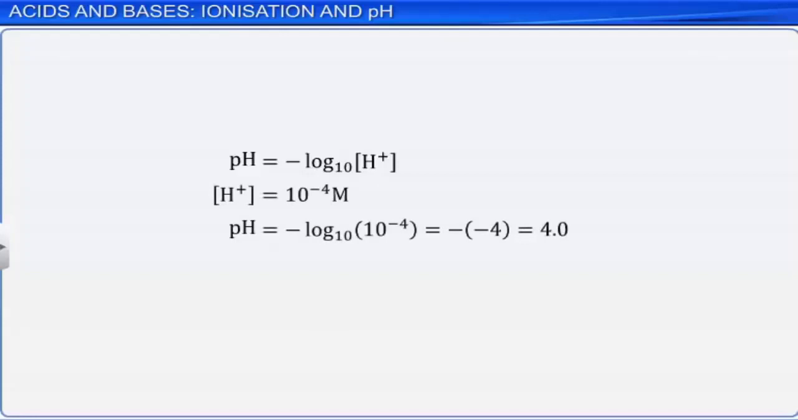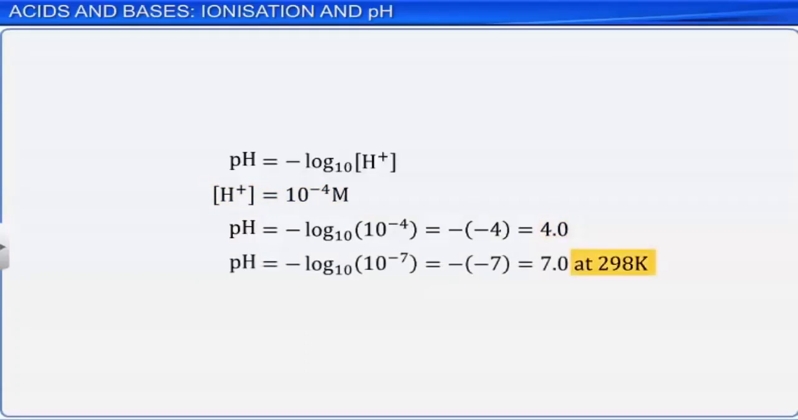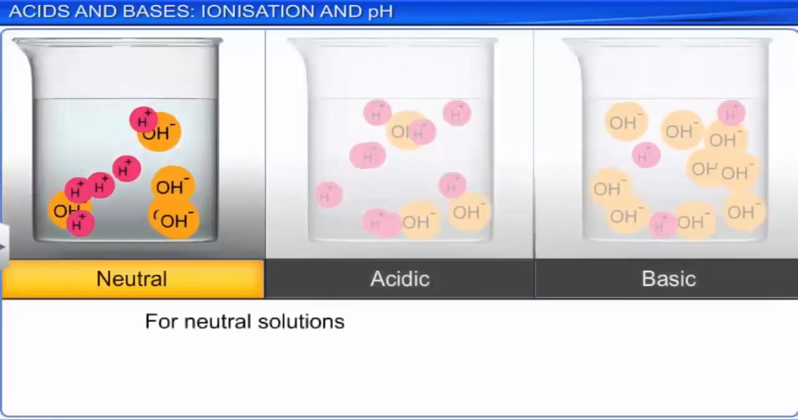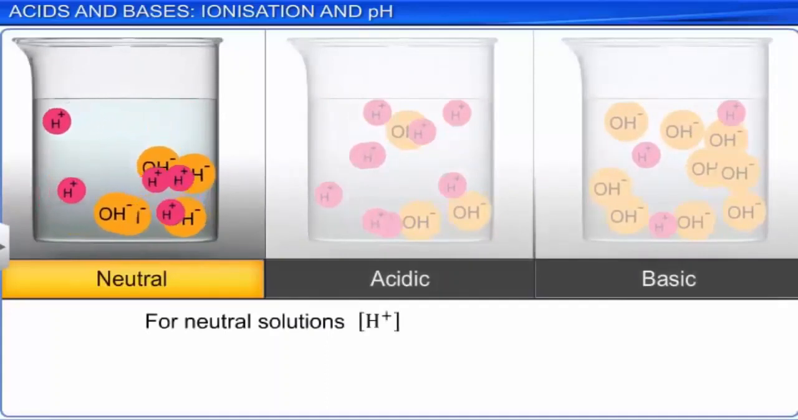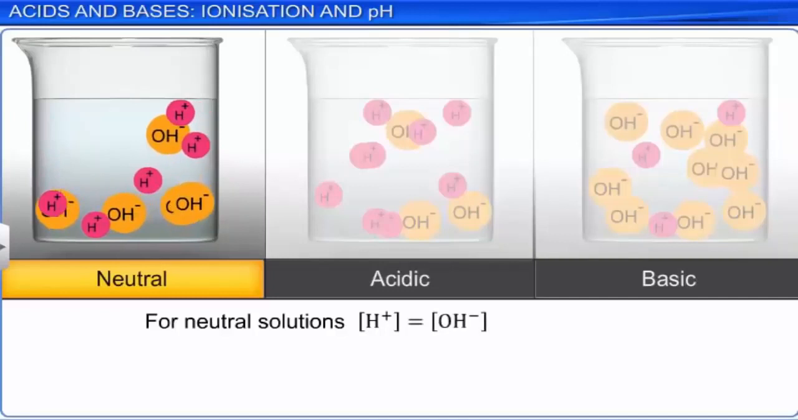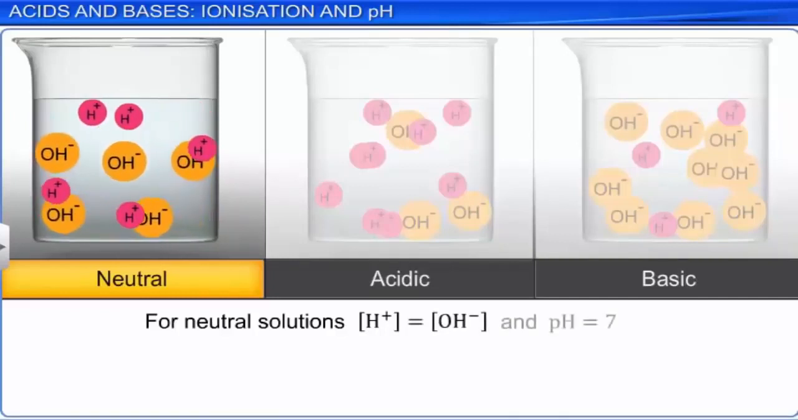Thus, the pH of a solution containing a hydrogen ion concentration of 10 to the power of -4 molar will be equal to 4. You have seen that at 298 Kelvin, the concentration of hydrogen ions in pure water is equal to 10 to the power of -7 moles per liter. Thus, the pH of pure water is 7. Thus, for neutral solutions, the H plus ion concentration is equal to the OH minus ion concentration, and the pH is equal to 7.